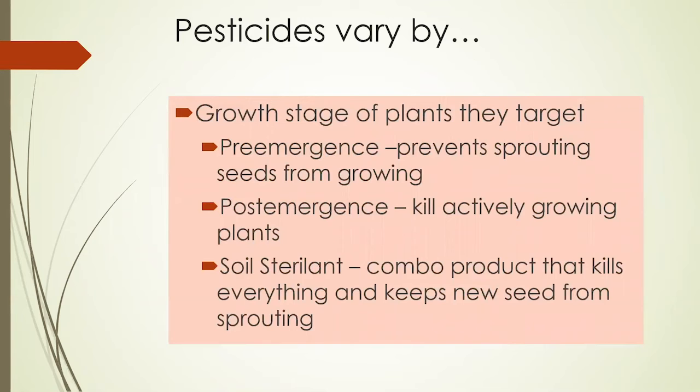Pesticides also vary by the growth stage of the plants that they target. So we have pre-emergent herbicides, and these are applied before the seeds in the soil have started to germinate. They're applied to the soil, and they have to be watered in to be activated. As a seed sprouts or germinates, it encounters this chemical barrier in the soil, and cell division or some other function in that very young root system is inhibited, and the seedling dies before it emerges from the soil, and that's why they're called pre-emergence. Post-emergence are chemicals that kill actively growing plants.